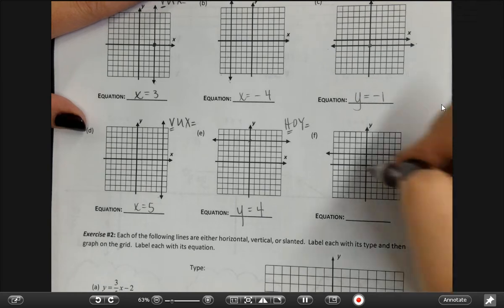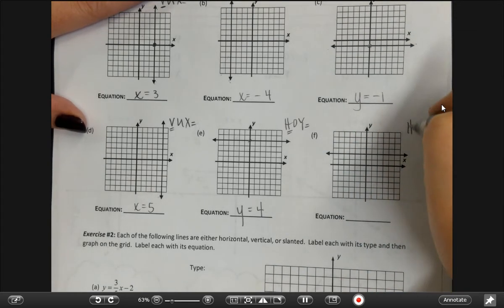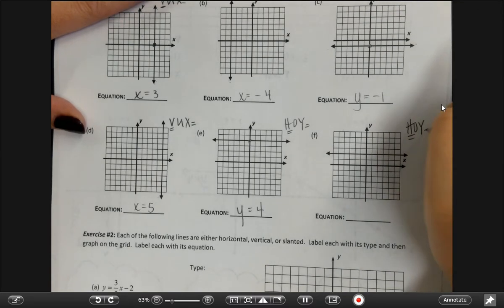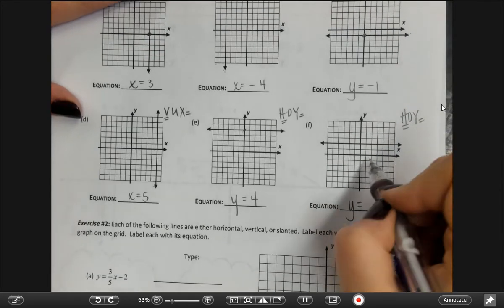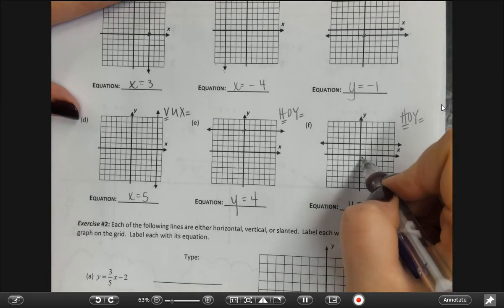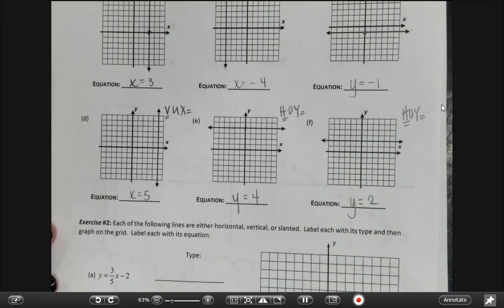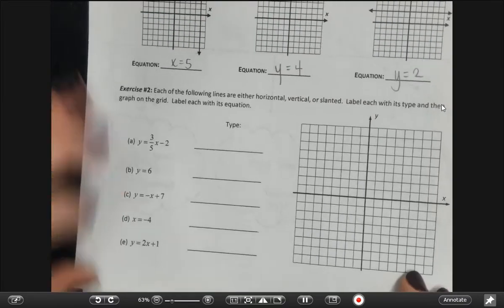And the last one here, horizontal or vertical? This right here is horizontal, so I'm a hoi. H is the horizontal, y equals is what that's going to be as an equation, and it's the y value that you have. So y equals 1, 2. So y equals 2.